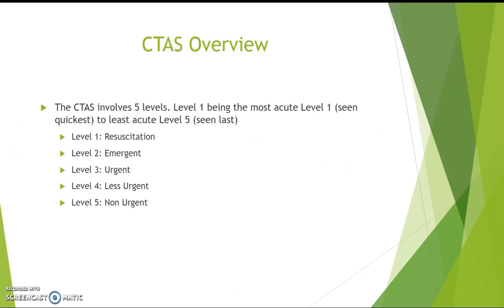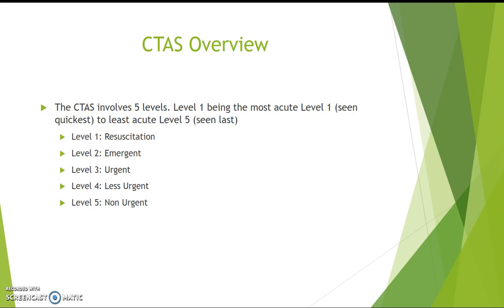So there are 5 levels in your CTAS. It starts at level 1. Level 1 being considered the most acute, seen the quickest. These are the patients who are in the worst condition. And then it goes all the way down to level 5, which is seen as the least acute, seen last if possible. They don't require as many interventions nor as much attention to solve what they have going on at this moment.